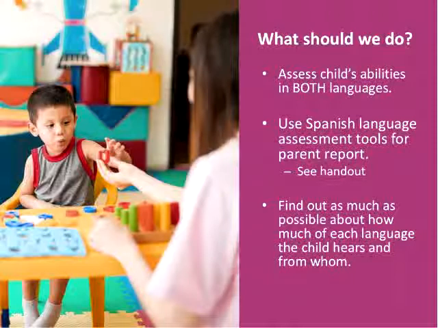We can try to find out about the child's language environment, just learning as much as possible about how much of each language the child hears and from whom. This will help us determine that balance, which language a child is hearing more of throughout his week, which might help us decide what our expectations should be in terms of is one language going to be stronger than the other.